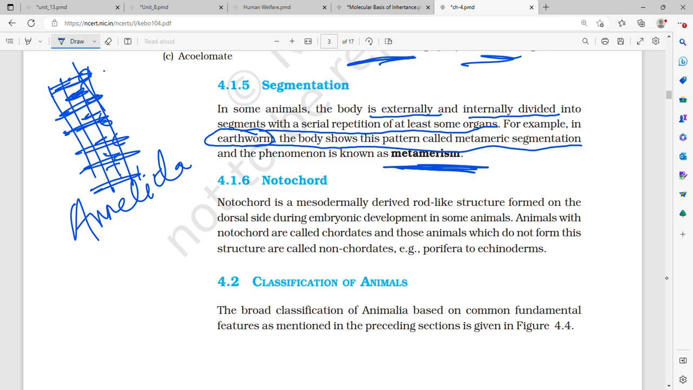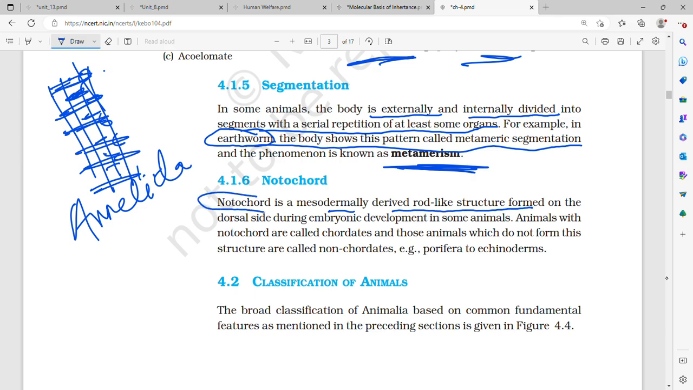In Arthropoda, only external segmentation is found, and in chordates, I think only internal segmentation is found. I'll have to check once. Notochord we'll see after this. Notochord is a mesodermally derived rod-like structure.